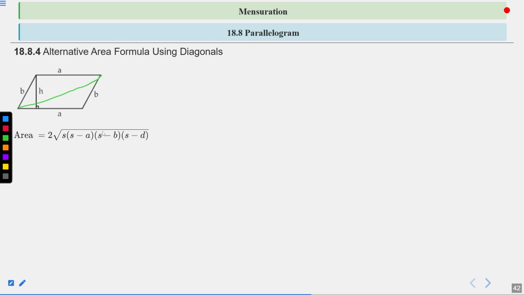By using the triangle formula, this is the d. So we can say that for triangle ABD, we can calculate s into s minus a, s minus b into s minus d, where s represents the semi-perimeter, which becomes a plus b plus d by 2.